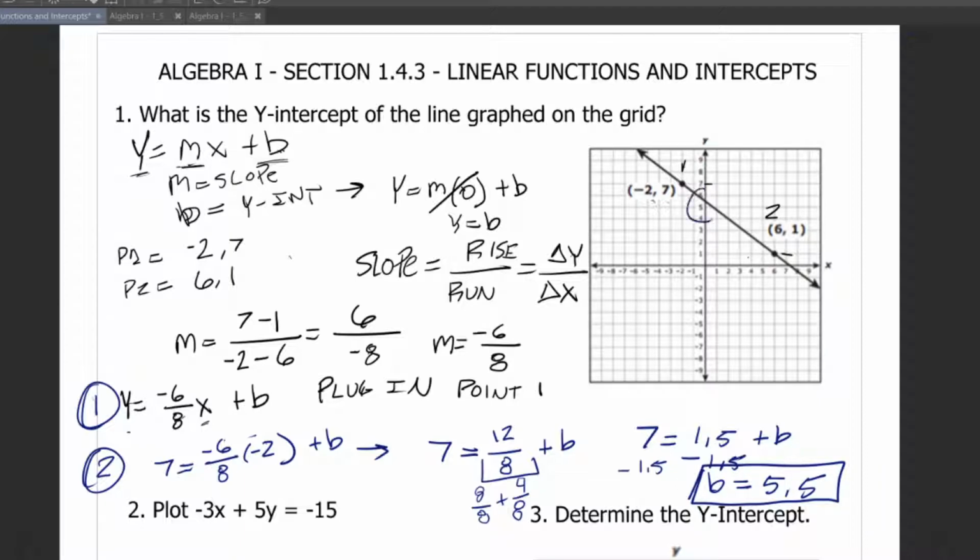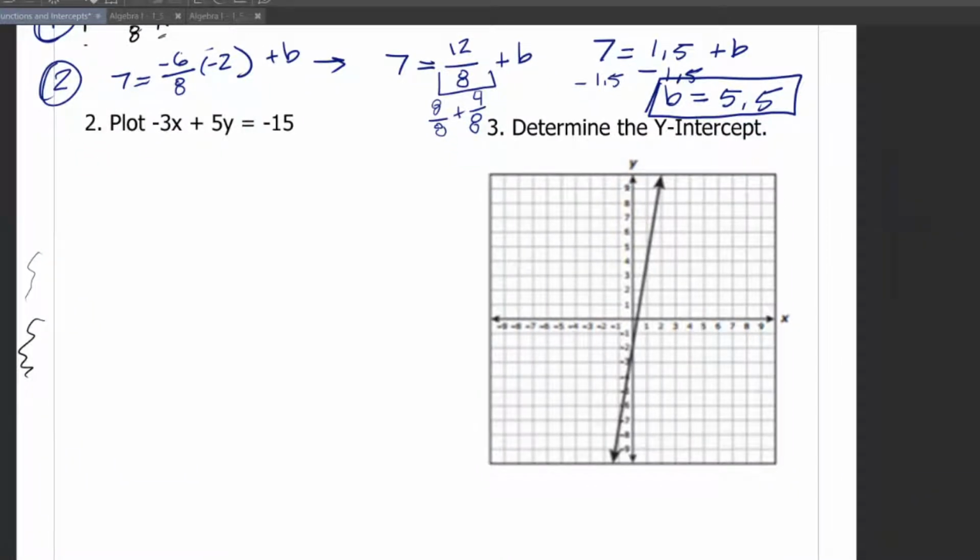Which is pretty much exactly what we were looking at, right? I said somewhere between 5 and 6, y-intercept 5.5 for this plot. Okay, so hopefully that made sense. Let's go to question 2. Question 2 we're going to do in, let's do red, okay?